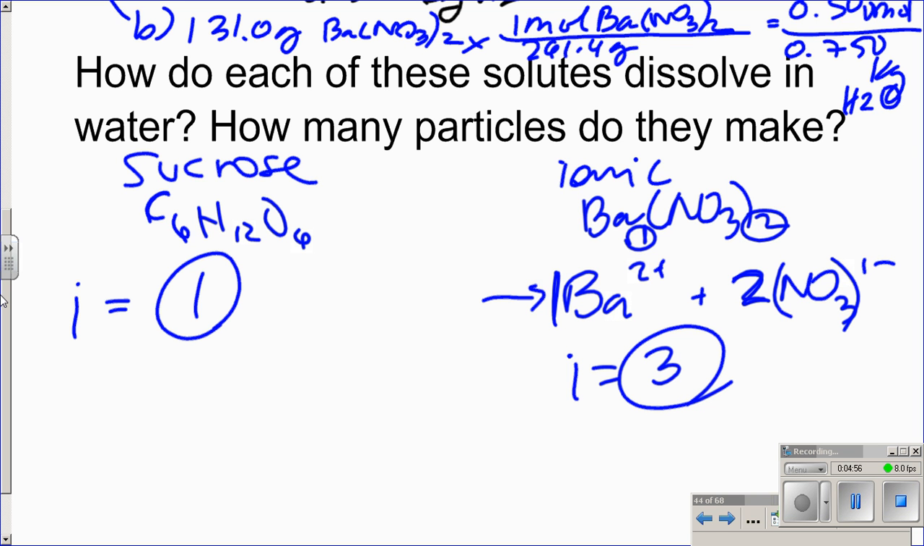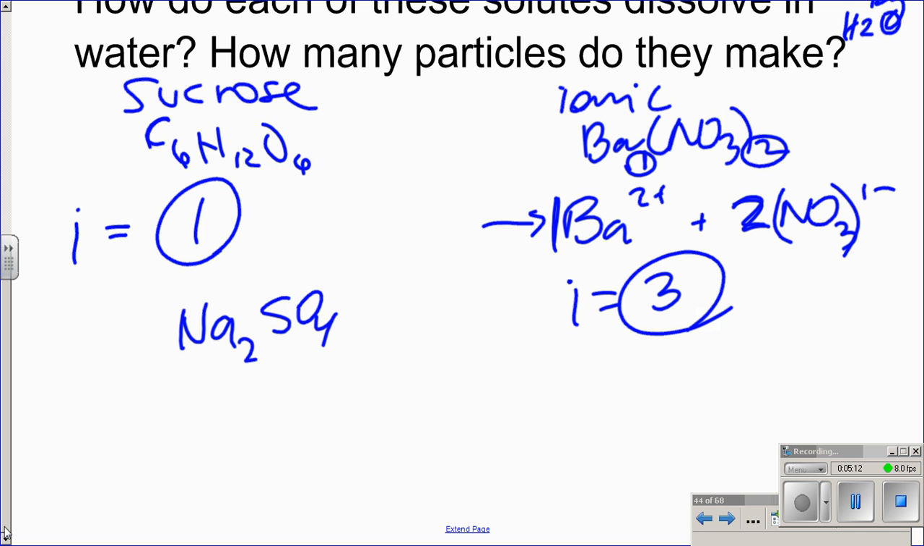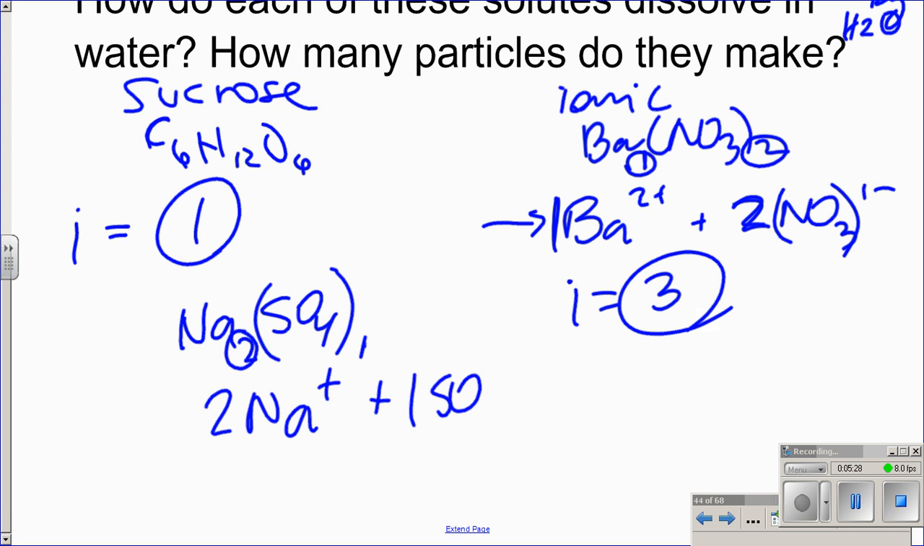So sodium sulfate, formula? Here SO4, okay, but what am I missing? 2, Na2SO4. How many particles does that break into in solution? Tell me specifically what it makes. 2 sodium ions, because there's 2 here. Yes, put parentheses around sulfate to remember it stays together. There's a 1 there, so plus 1 sulfate. 2 minus is its charge, so it makes 2 plus 1, so its i factor is 3.